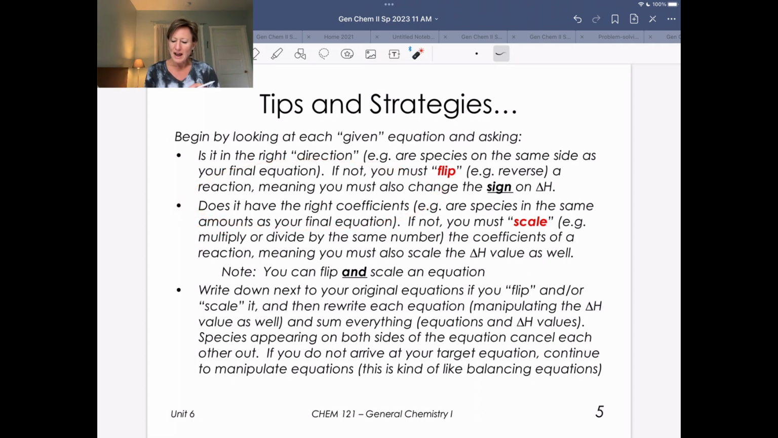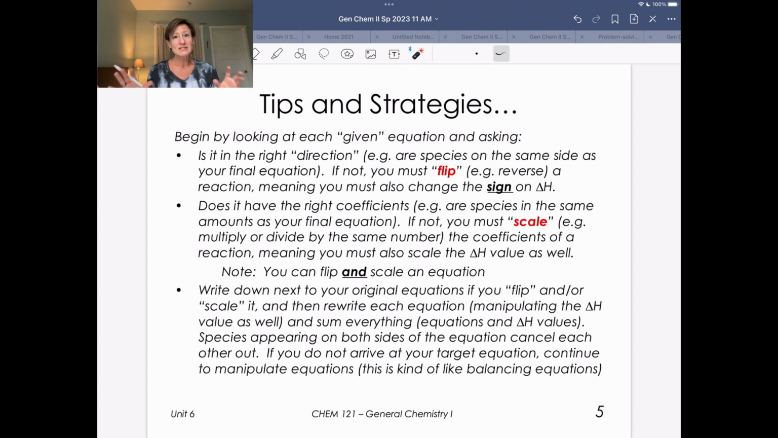Next, you need to ask the question, does it have the right coefficients? That is, are the species in the same amounts as in your final equation? Be careful with this, particularly if there are things that appear in multiple equations, because they might add up to the overall amount that you want without needing to scale. So keep that in mind first, but if not, you must scale your equation. That is, you're going to multiply or divide by the same number. All of your coefficients are going to be scaled up or down, and that also means you're going to be scaling your delta H value. Notice that you can flip and scale chemical equations. It's not an either-or thing.